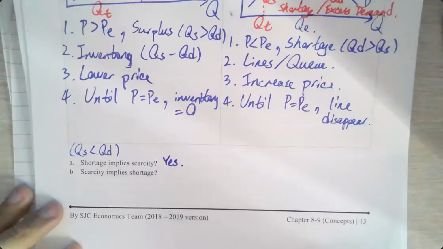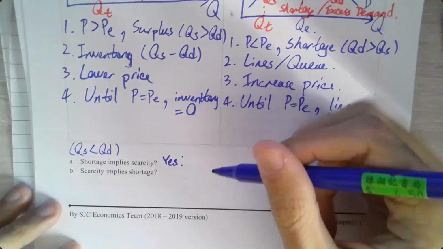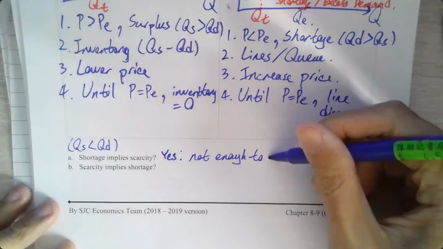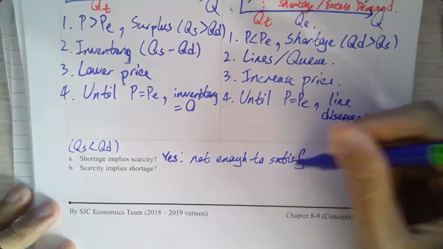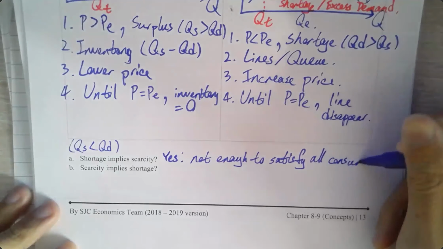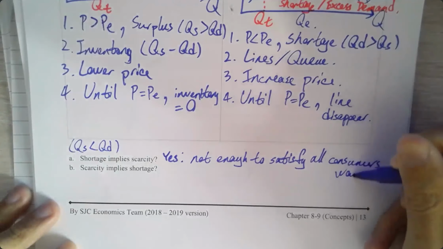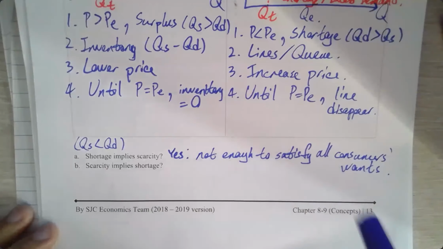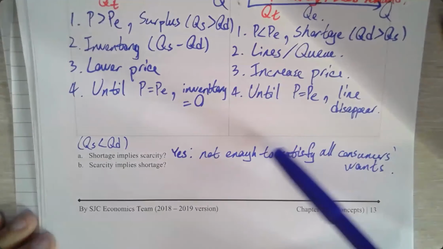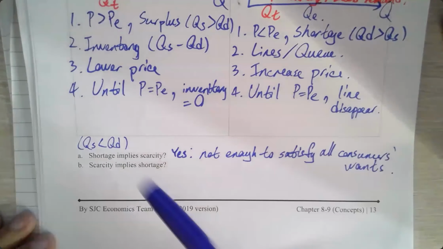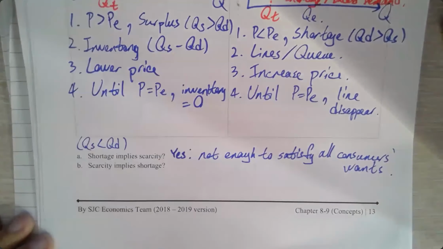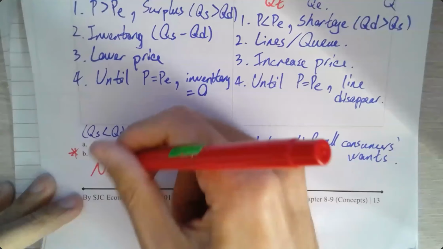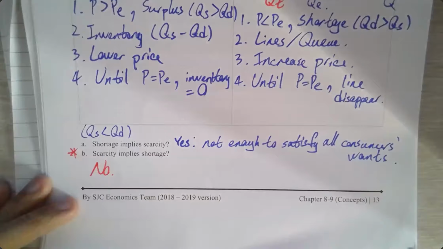Yes，一定係啊，係嘛？點解啊？Because simply not enough to satisfy all consumers' wants，係咪？你見到 shortage 擺到明 consumer 嘅 wants 係唔能夠全部都 satisfy 晒，OK？Not enough to satisfy all consumer wants. So yes, shortage would imply scarcity. 但係小心啲第二句啊。What about scarcity? Does it imply shortage? No. Okay? The situation is simple.